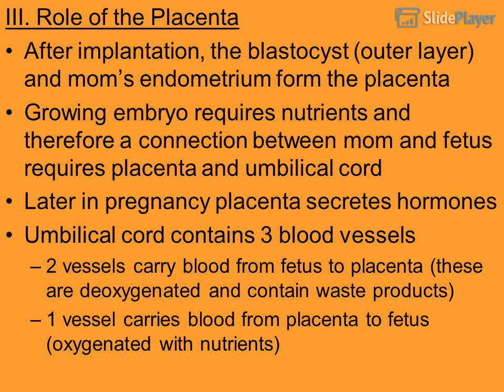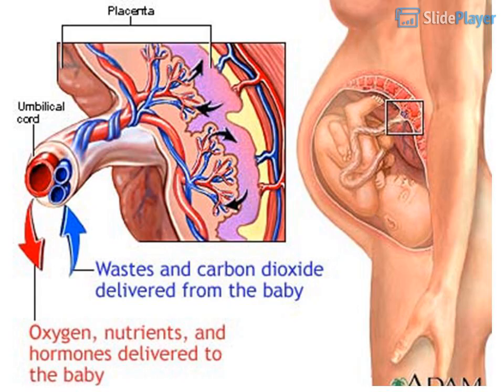3. Role of the placenta. After implantation, the blastocyst, outer layer, and mom's endometrium form the placenta. Growing embryo requires nutrients and therefore a connection between mom and fetus requires placenta and umbilical cord. Later in pregnancy, placenta secretes hormones. Umbilical cord contains 3 blood vessels. 2 vessels carry blood from fetus to placenta, these are deoxygenated and contain waste products. 1 vessel carries blood from placenta to fetus, oxygenated with nutrients.